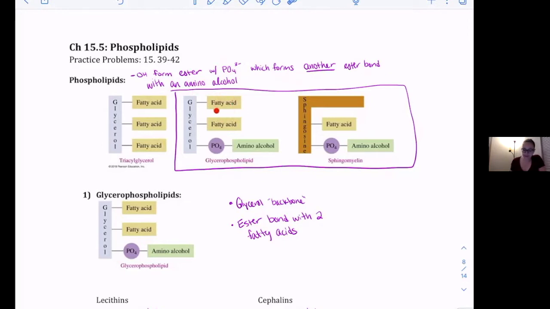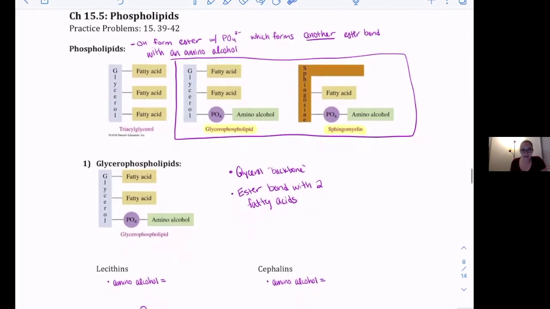So we have 2 fatty acids, or in the case of glycerophospholipids, we have 2 fatty acids connected to glycerol, and then our last alcohol is connected to a PO4 and then connected to the amino alcohol. So the one that I just described is the glycerophospholipid. We also have something called sphingomyelins, in which the actual base is a little bit different. We're not using glycerol anymore. We're using sphingosine as the core. But then again, it still has this phosphorus and amino alcohol on the bottom here.